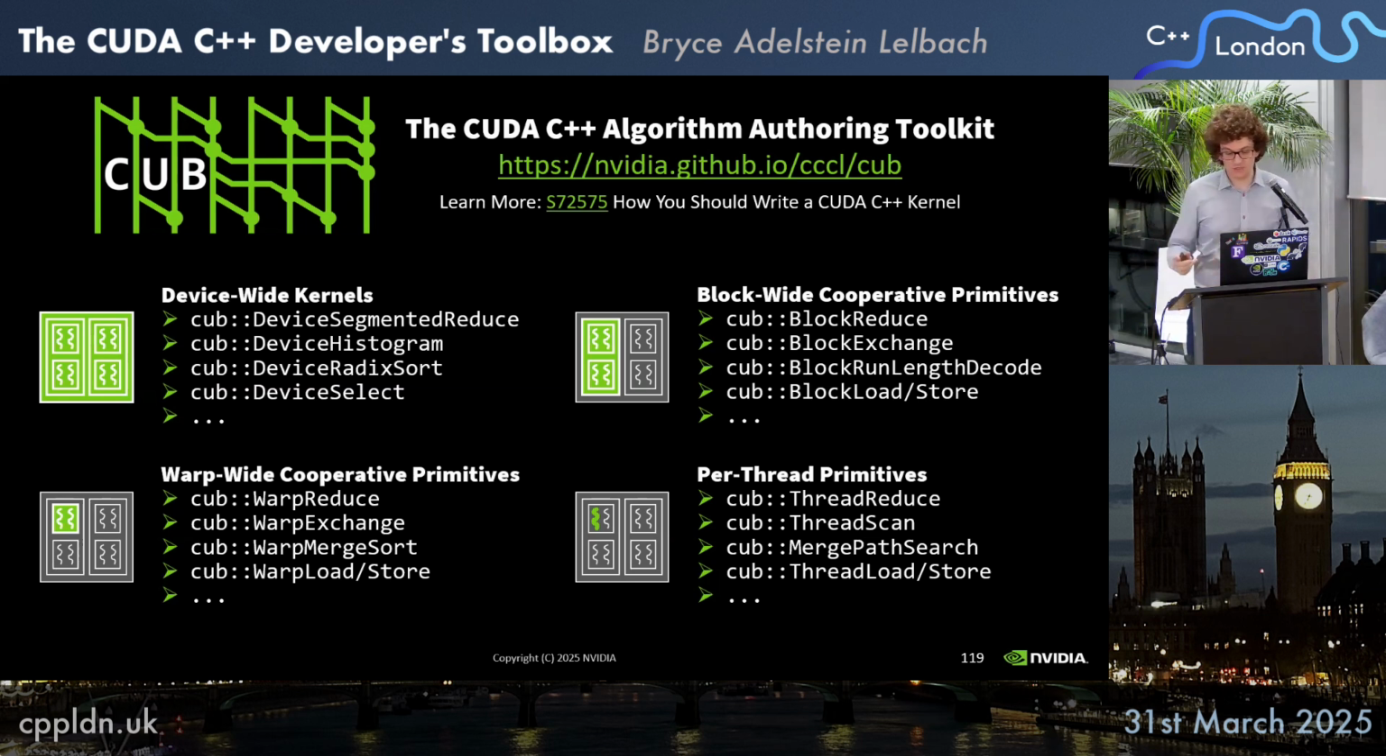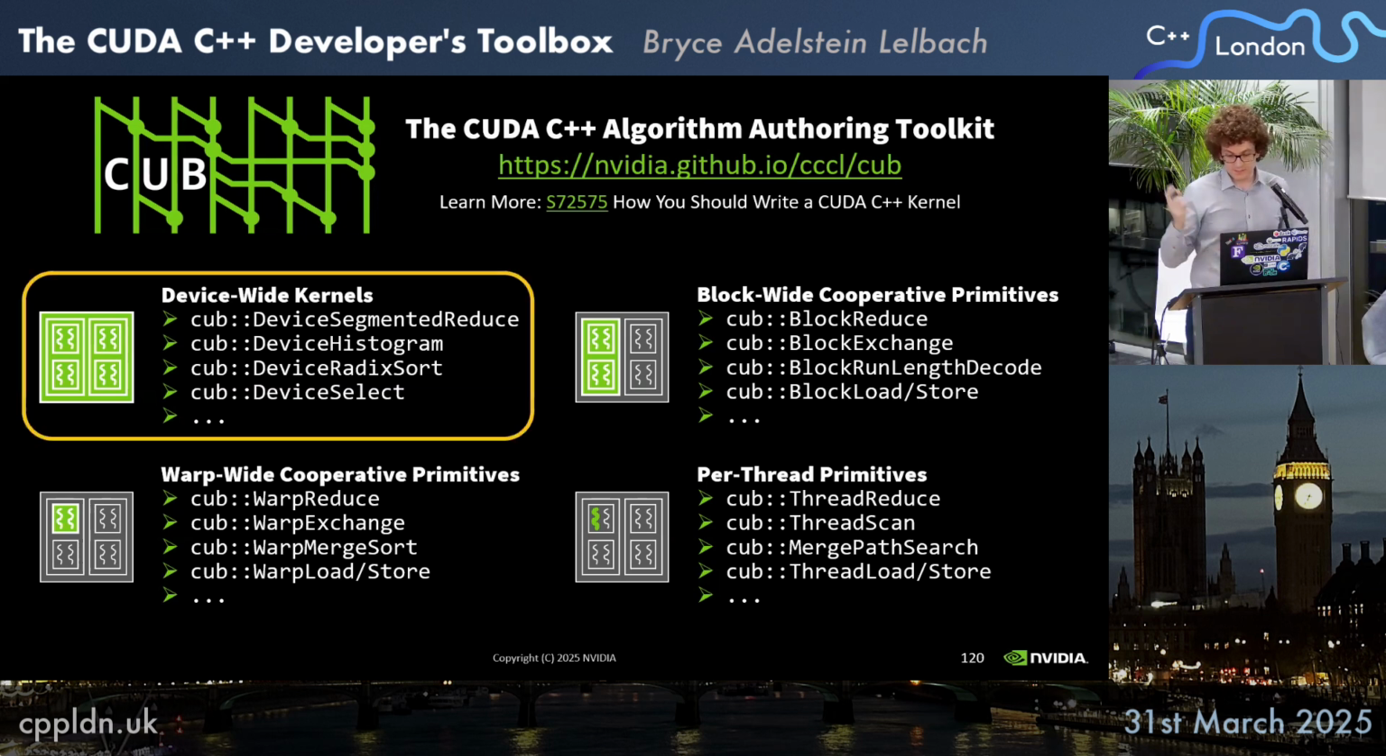That's not the focus of our talk today, but if you're interested in that, there was a really great talk at NVIDIA's GTC conference this year about writing CUDA C++ kernels. There's a link here and a link at the end of the talk. Don't worry about taking a picture now. There will be a QR code at the end. CUB also exposes device-wide algorithms that you launch from the host, just like Thrust, and that's the part of CUB that we're going to talk about today.